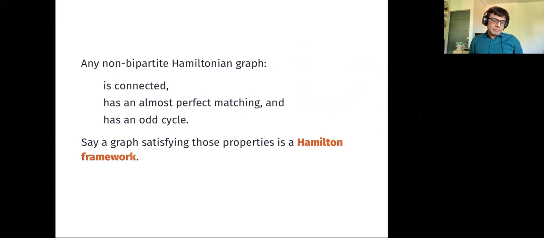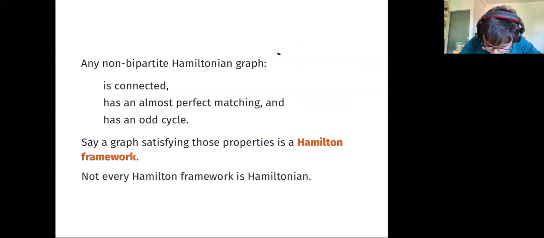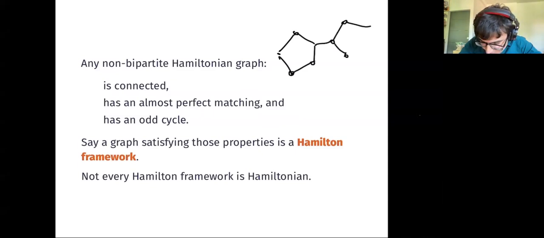And maybe one could ask the converse. If you have a graph which is a Hamilton framework, should it be Hamiltonian? The answer is clearly no. And there are some examples you can think of. I can draw one here. This is a graph which is connected, has a perfect matching actually, and has odd cycles, but this is clearly not Hamiltonian.